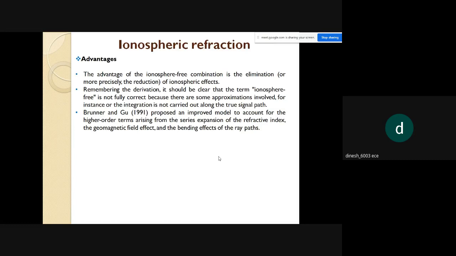So in the year 1991, Brunner and Gu proposed an improved model to account for the higher order terms arising from the series expansion of the refractive index, the total electron content, the geomagnetic field effects, and the bending effects of ray paths.